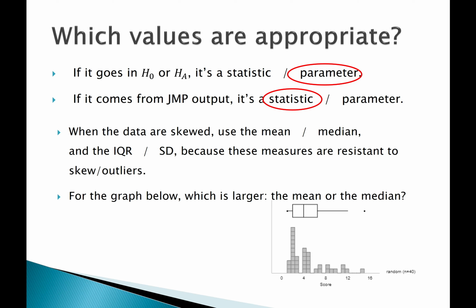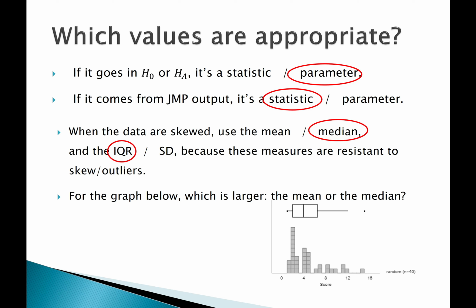When the data are skewed, you want to use measures that are resistant to skew and outliers. So in that case, you're going to want to use the median as a measure of center and the IQR as a measure of spread. And sort of related to that, if you look at the graph here where we have data that is skewed right, that's going to pull up the mean, right?